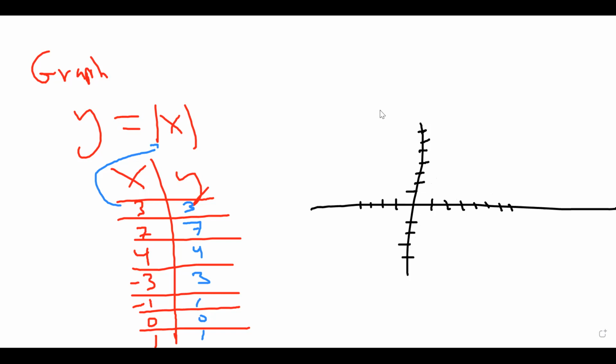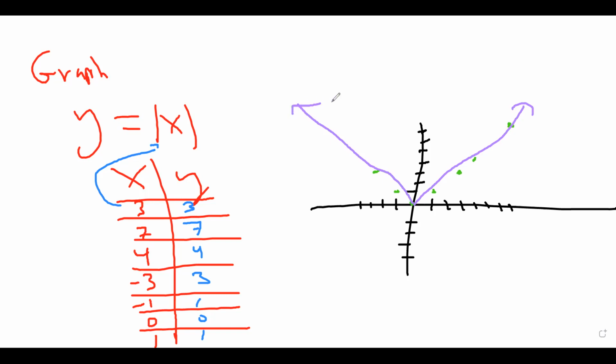All right, let's plot the points. So 3, 3. So right here. 7, 7. Way up here. 4, 4. The -3, 3 is right here. -1, 1 is right here. 0, 0 is right here. And 1, 1. If I connect these, what do you think I'm forming? Kind of like a check mark or like a V.